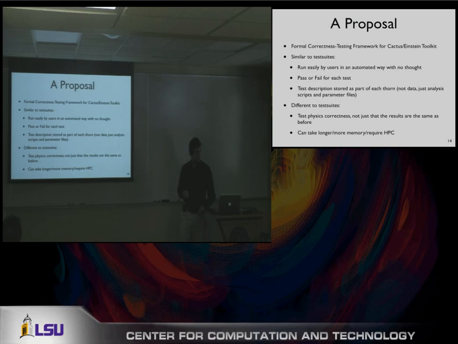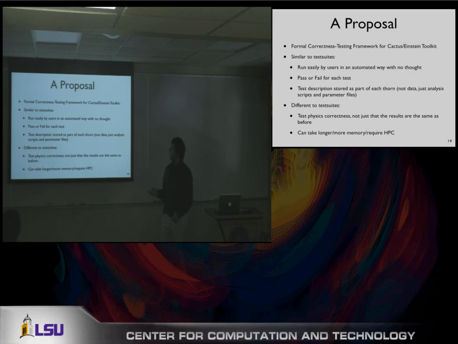So I just had a proposal, which is that we could have a formal correctness testing framework for Cactus in the Einstein Toolkit. This would be similar to the existing regression tests that we have. It would be easy to run by users in an automated way with no thought. So you just run a script and it says, I'm going to test that this is correct. There would be a pass or fail for each test, and the description would be stored as part of each module.